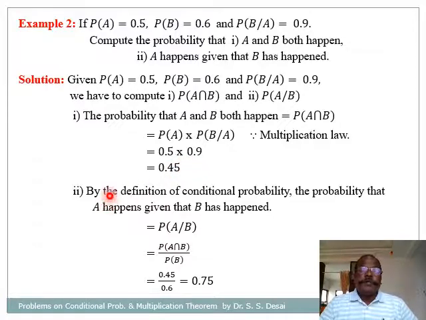Now for the second bit, by the definition of conditional probability, the probability that A happens when B has already happened is equal to probability of A given B, and this is equal to probability of A intersection B divided by probability of B. In the first bit, we obtained the probability of A intersection B as 0.45. So we substitute that here, divided by probability of B, which is given to be 0.6, and its simplification is 0.75.